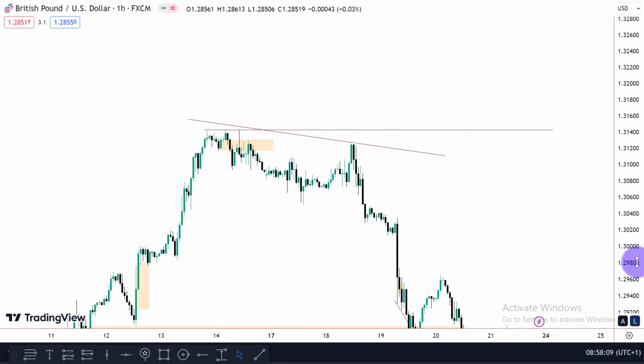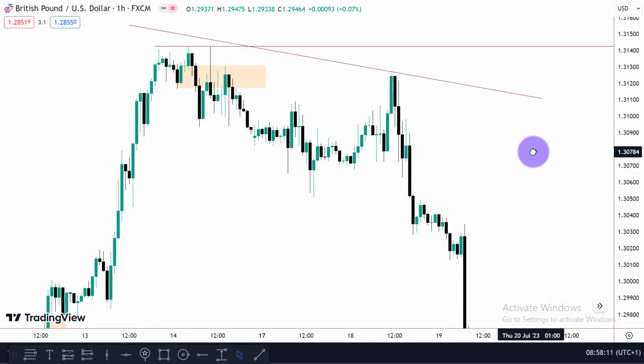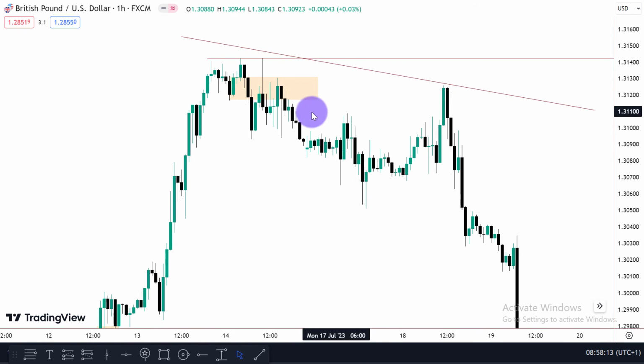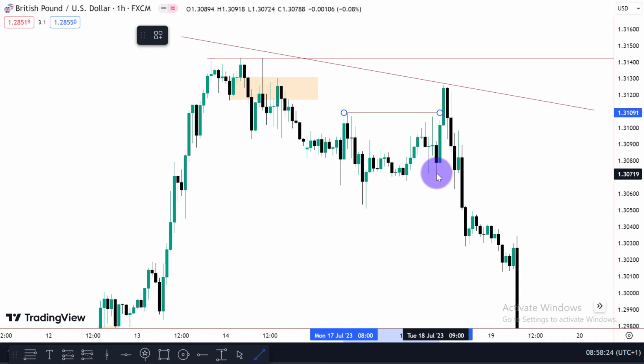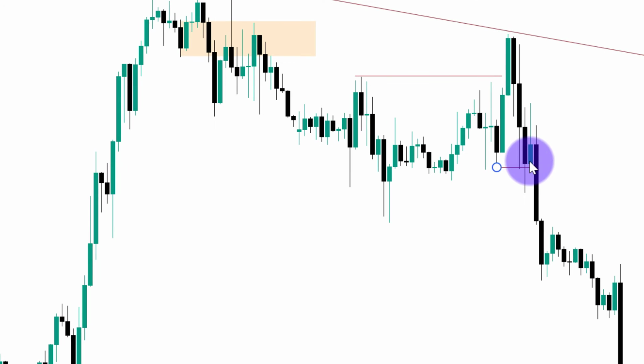So Tuesday formed the high of the week on GBPUSD. Okay, and immediately after it had formed the high of the week, look at what happened. Price traded above Monday's high, gave us a clear external range liquidity to the downside, which was this.